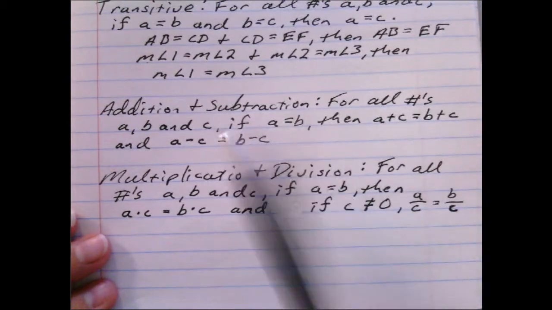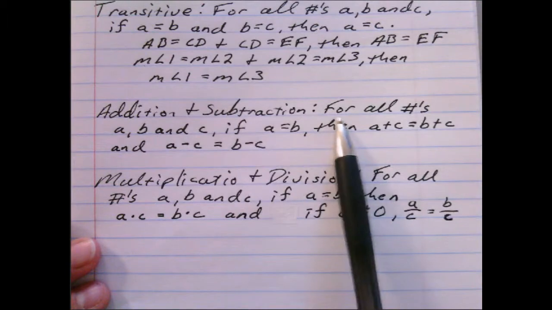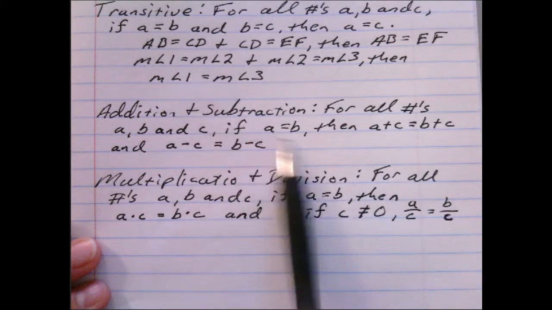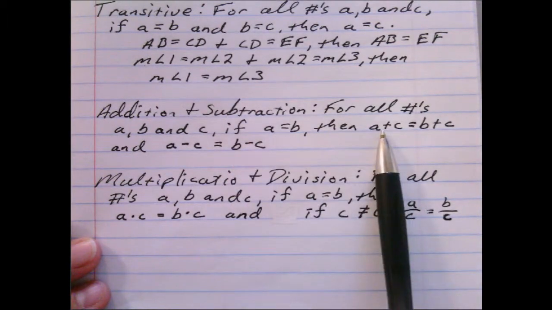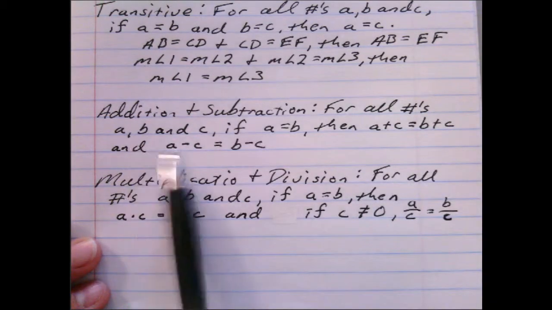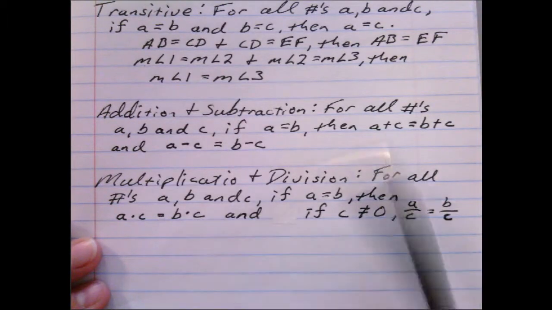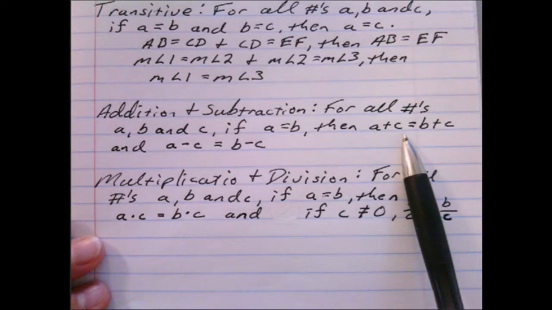Okay? The next one we have is addition and subtraction. You've been working with these for quite a long time, I think. So for all numbers A, B, and C, if A equals B, then if we add C to both sides, so A plus C and B plus C, or if we subtract them from both sides, those are our addition and subtraction properties. So we use this when we are working with equations.